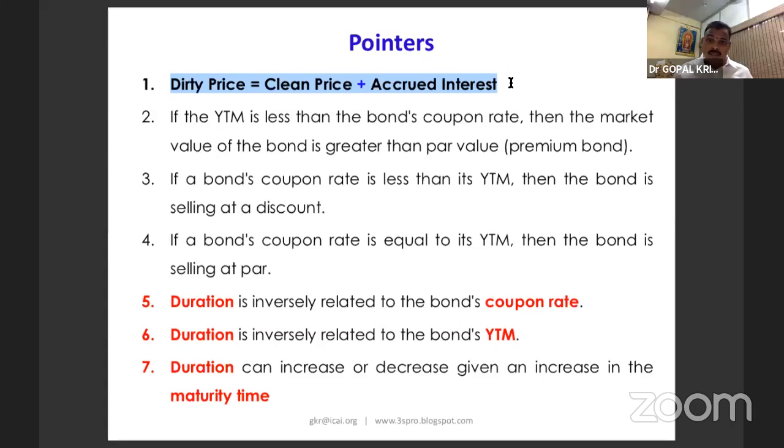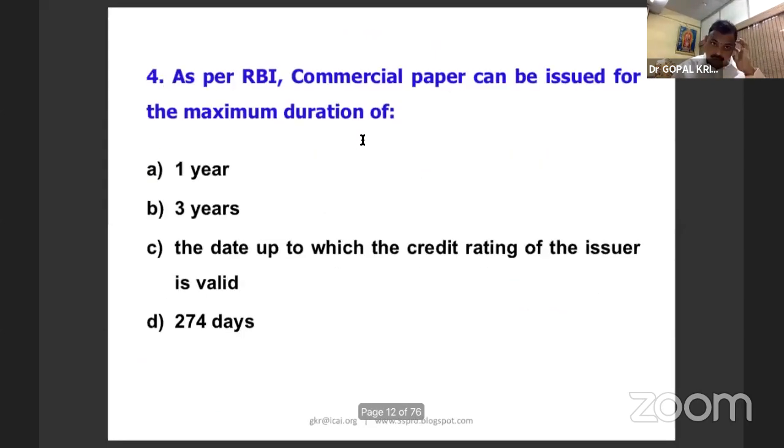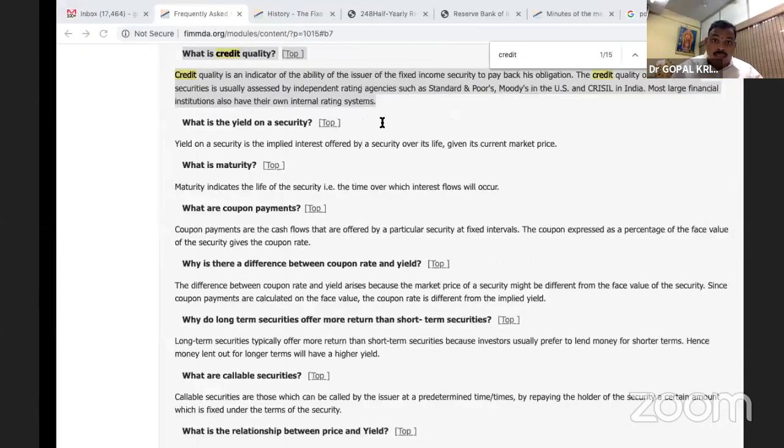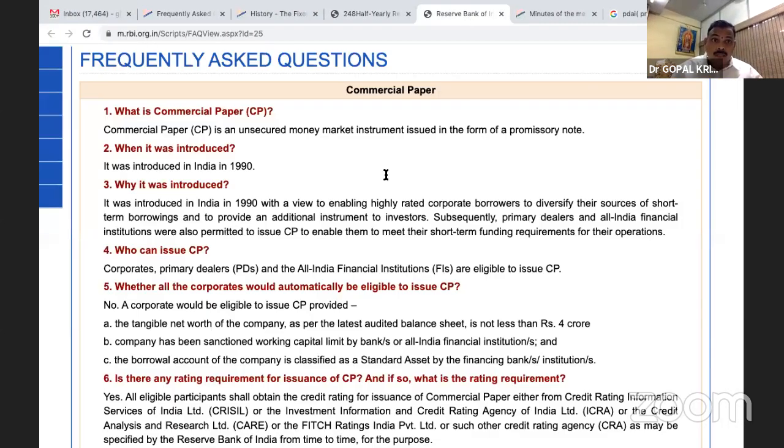Is that offer including the 3-month interest or excluding the 3 months interest? If it is including the 3-month interest, it is called dirty price. If it is excluding the 3-month interest, it is called clean price. So cum interest is called dirty price, ex interest is called clean price. So now let's see this question. This is a very important question, guys. RBA commercial paper. Please look at this.